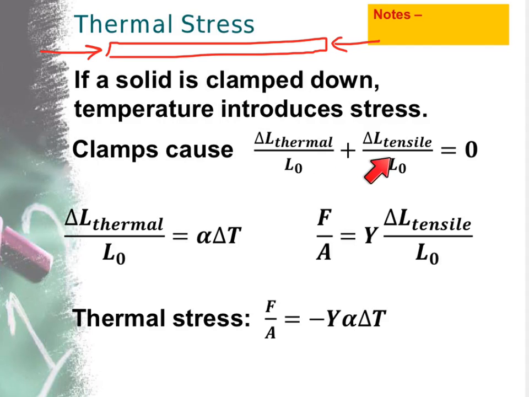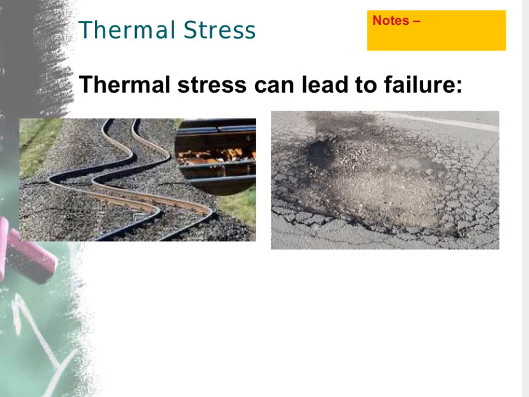Well, if that's true, and if we use the formula for thermal expansion, I'll just put it in a little bit different form. And if we use our stress-strain formula that we learned in unit number 6, you combine those together, you can actually figure out that the stress that's introduced into this material by thermal expansion is equal to the opposite of its Young modulus times its coefficient of linear expansion times its change in temperature. So by clamping this rod down on both ends, I could actually introduce thermal stress, which can be a bad thing. Thermal stress can lead to things failing.